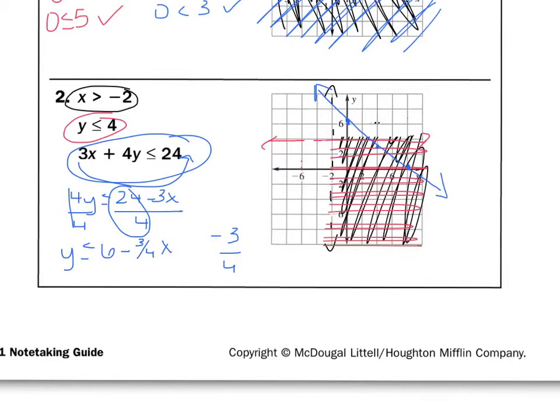And to decide where to shade, we're going to take that 0, 0 point, just like we did in some of the previous ones. I'm going to plug in a 0 for x and for y. Those become 0. Is 0 less than or equal to 24? Yes. So I shade the side with 0, 0. And then I'm going to erase any area that I might have shaded that was not an overlapping area.